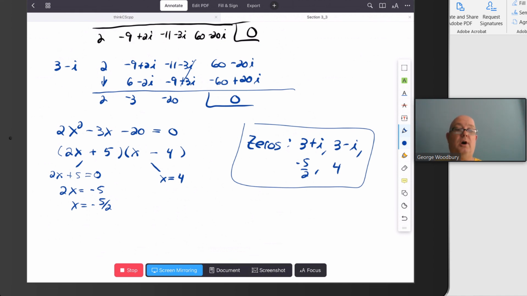When we come back, we'll talk about a way of determining what kind of solutions we might have.